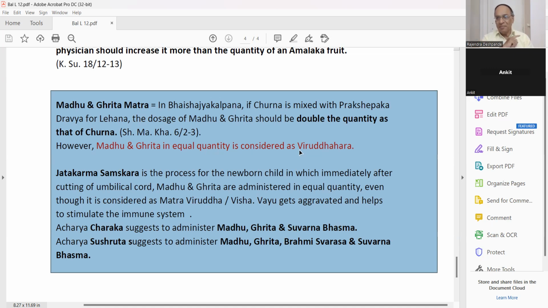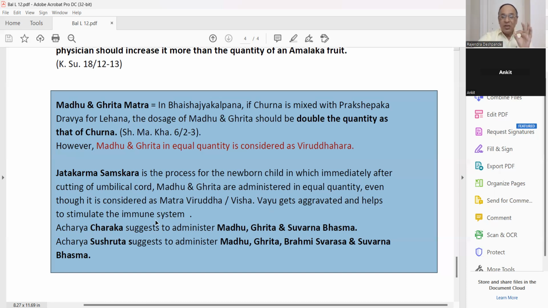Exception is there. And what is that exception? Jatakarma sanskar. Write down. The newborn child, immediately after the cutting of the umbilical cord, is administered madhu and ghrita for lehana in equal quantity, even though it is considered as matra viruddha or visha. Why is it done? Vayu gets aggravated. We want the first stimulus, a nervous tissue stimulant. It is like a shock, given in equal quantity. Vayu gets aggravated and helps to boost the immune system.